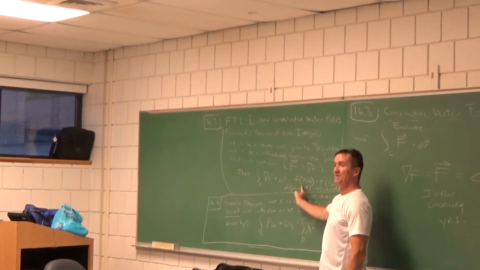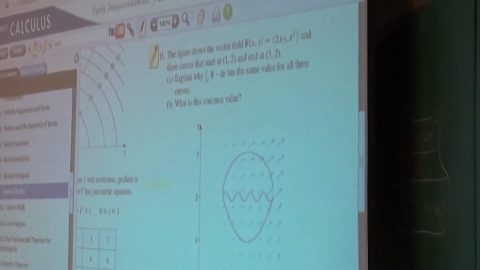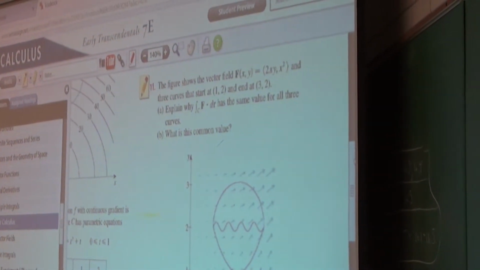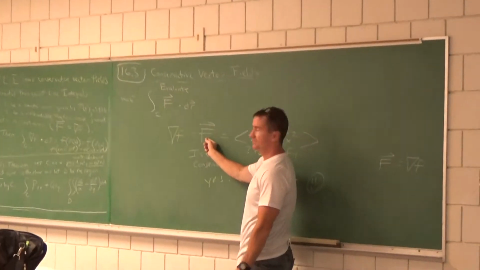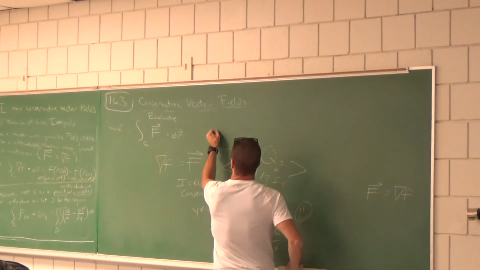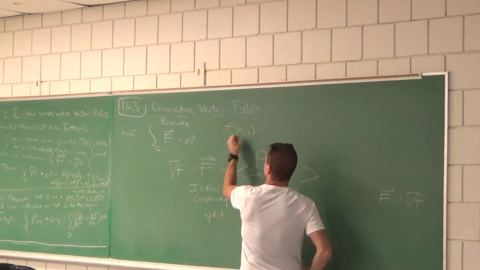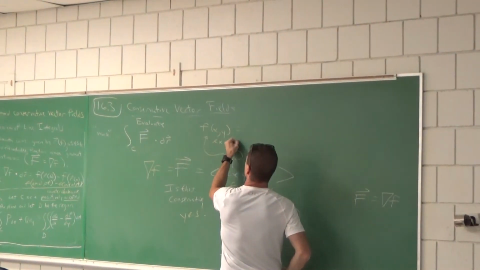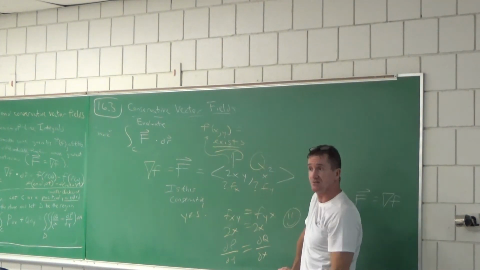F of endpoint minus F initial point. But where's the F? We have to find it. They didn't give it to us in the problem. I'm talking about lowercase f, not the big F for the vector field. So let's go find it. Where's that potential? We know this exists. I'm going to write it down. This must exist. It doesn't always exist, but it does exist here if a vector field is conservative.